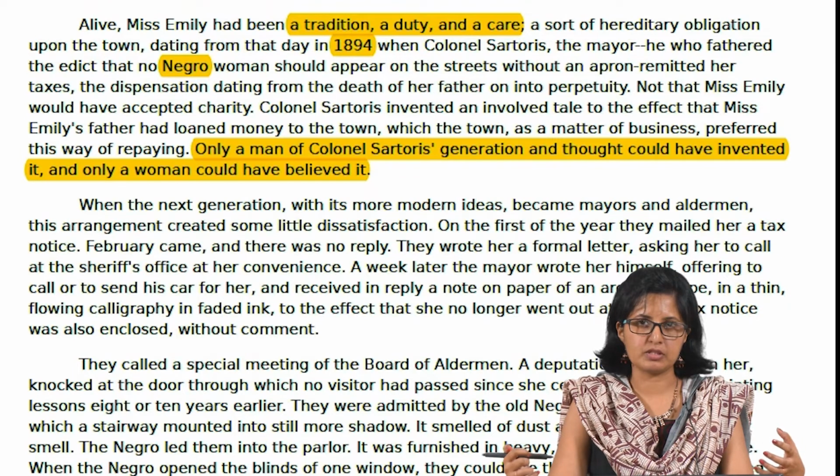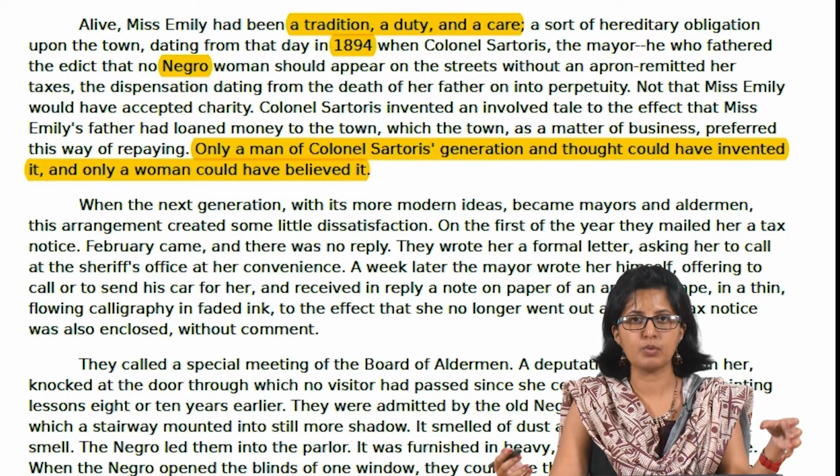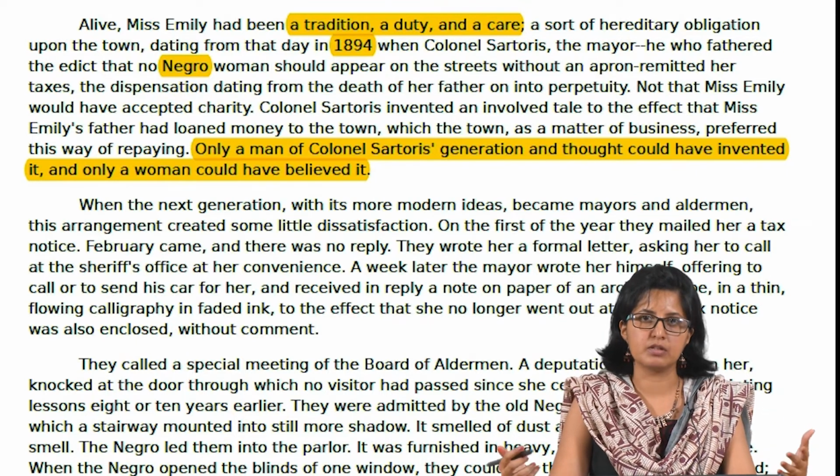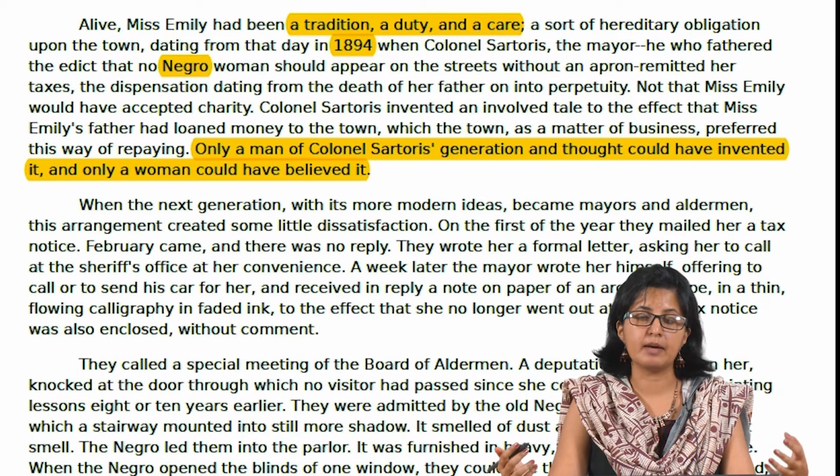This information is important in order to give us a sense of how things were before and how things are going to change. It talks about a mayor, Colonel Sartoris, who was perhaps working hand in hand with the aristocracy, who had come up with sartorial codes and rules for the Negro women, and who also had exempted Emily's father from paying the taxes. And when Emily continues to not pay the taxes, totally oblivious to this change of order and the change of roles, we come to know that Emily continues to live in this old order, which was in certain ways more comfortable and very convenient for her.